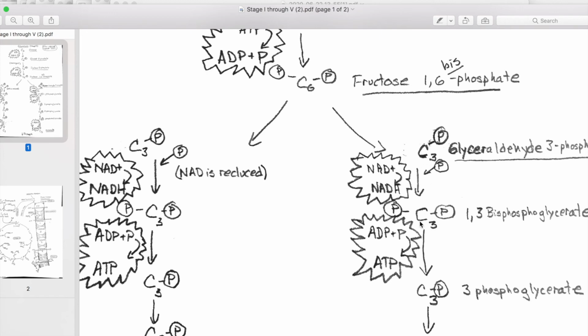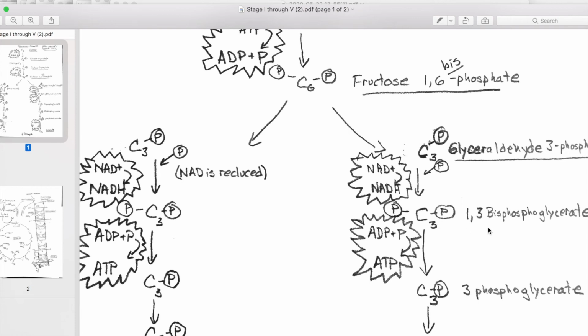As I went through that enzymatic reaction, I also charged up an NAD, became NADH, and now you know that those NADHs are going to get used in stage 4 to help create that proton gradient, that H plus gradient, where there's more H plus in the intermembrane space and less H plus in the matrix.